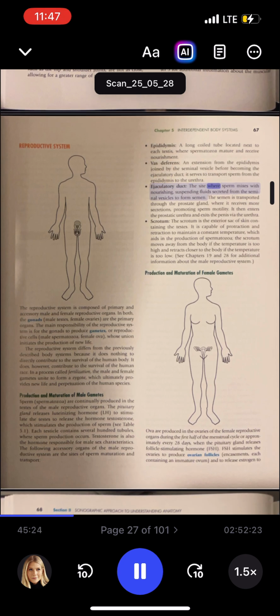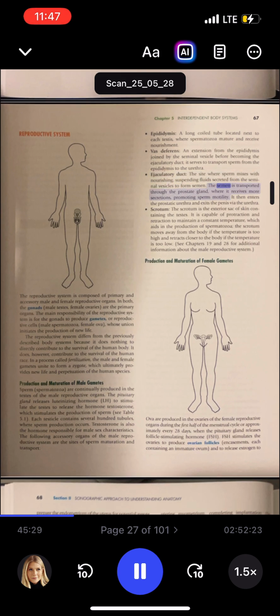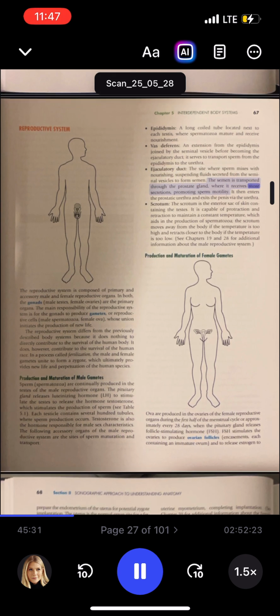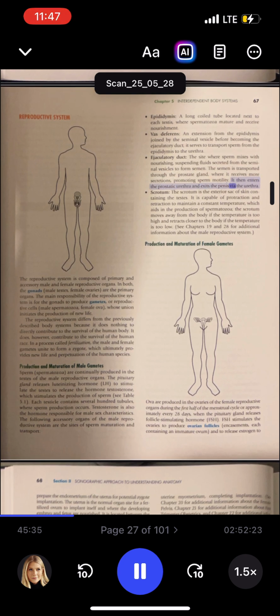Ejaculatory duct, the site where sperm mixes with nourishing, suspending fluids secreted from the seminal vesicles to form semen. The semen is transported through the prostate gland, where it receives more secretions, promoting sperm motility. It then enters the prostatic urethra and exits the penis via the urethra.